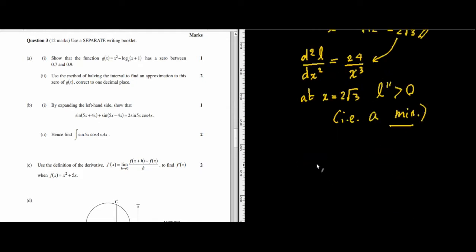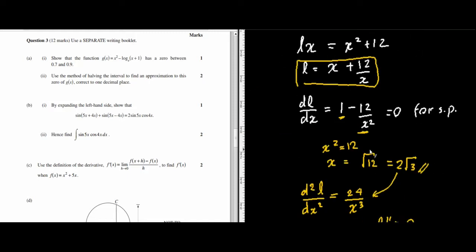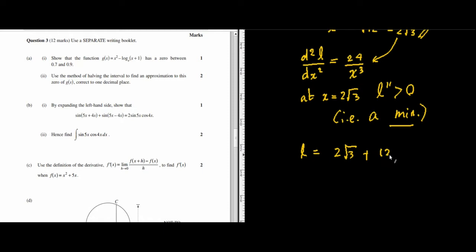So L is going to be equal to 2 root 3 plus 12 divided by, now instead of writing 2 root 3, I'm going to write square root of 12. So I'm going to end up with square root of 12 up there, and cancelling out, I get square root of 12. So the final answer will be 4 root 3, and I'll get you to check that for me.